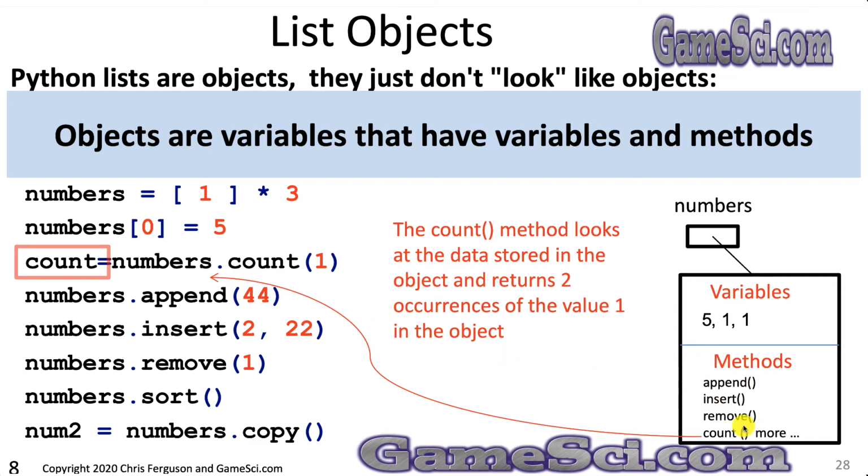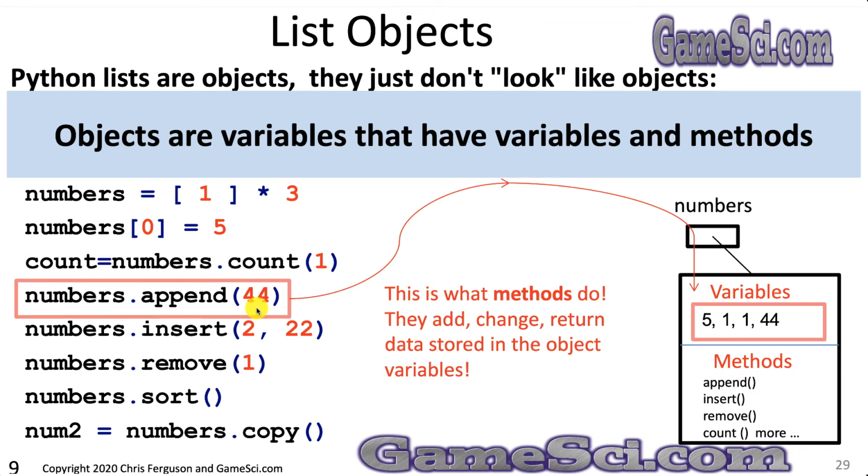These methods quite often operate on the data stored in the same object. The count method simply went up here and said, I got 1, 2 occurrences of the value 1 in my object memory. Therefore, return a 2 back to the caller and assign a 2 to the count variable.